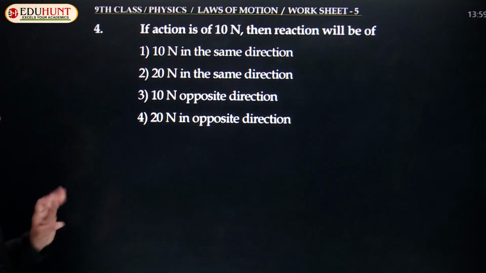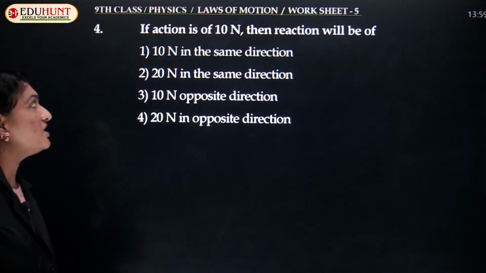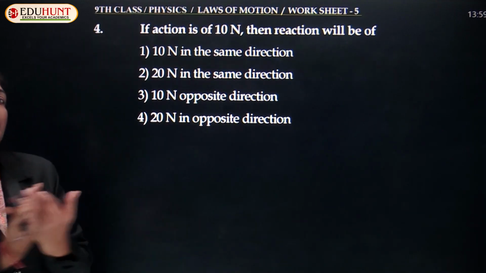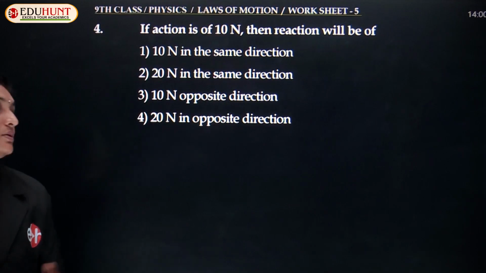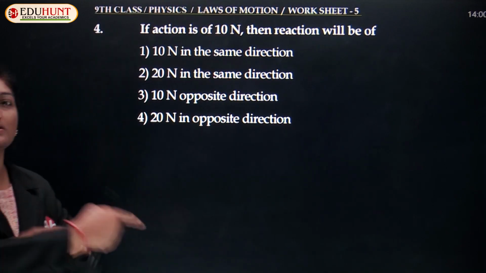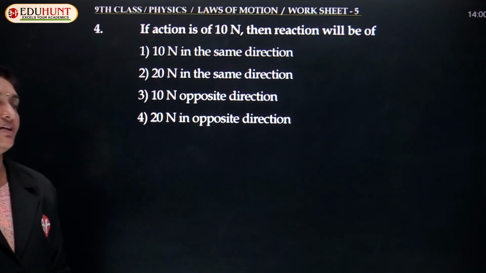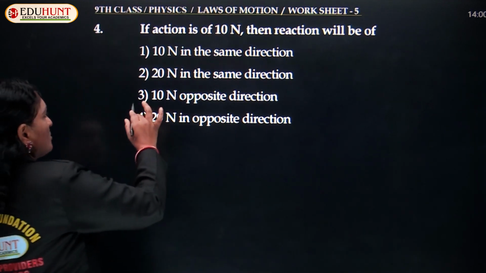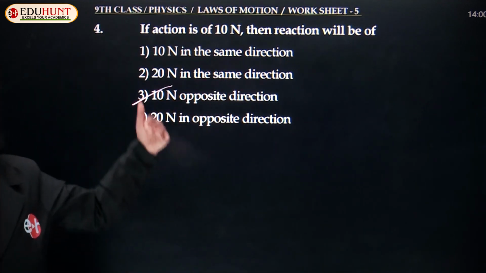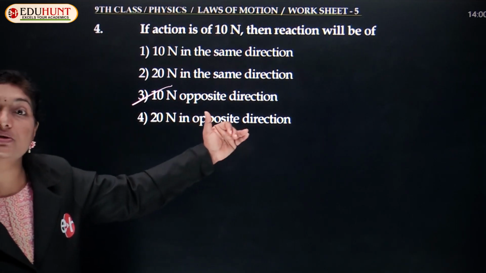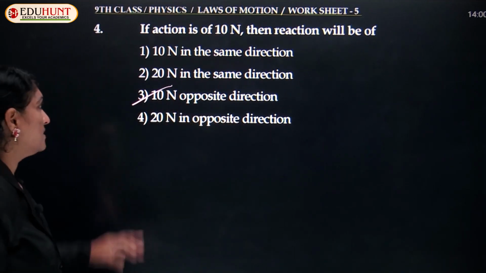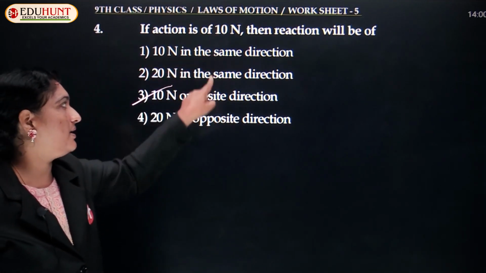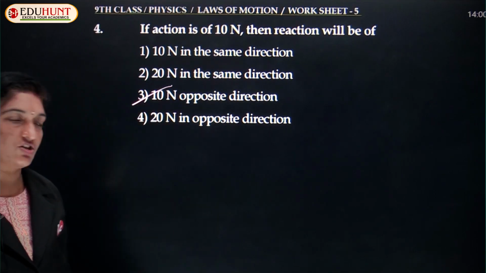Moving ahead with the fourth question, children: if action is 10 newtons, then the reaction will also be 10 newtons. But in the opposite direction or the same direction? Opposite direction. So the answer must be 10 newtons in the opposite direction, so option 3 must be true. It's not 20, it's 10. Not in the same direction, it is in the opposite direction.